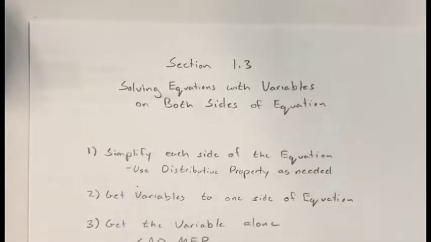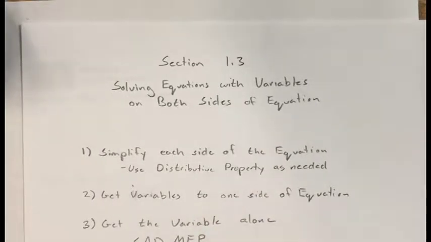So for this video, we're going to be talking about how to solve equations with variables on both sides of the equation. And we're basically following the same rules that we have been. We're going to just add a couple little teeny tiny things in there. So one, simplify each side of the equation just like we've been doing and use the distributive property as needed.